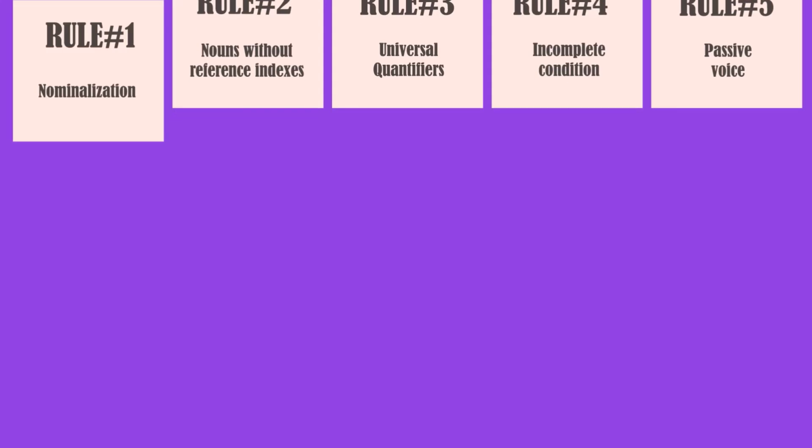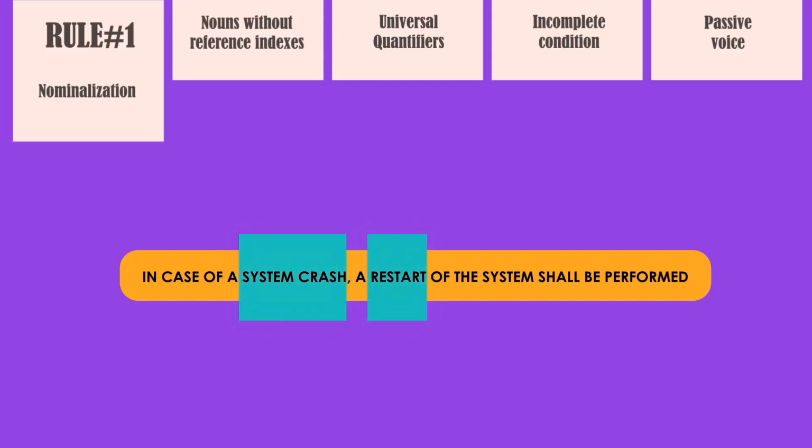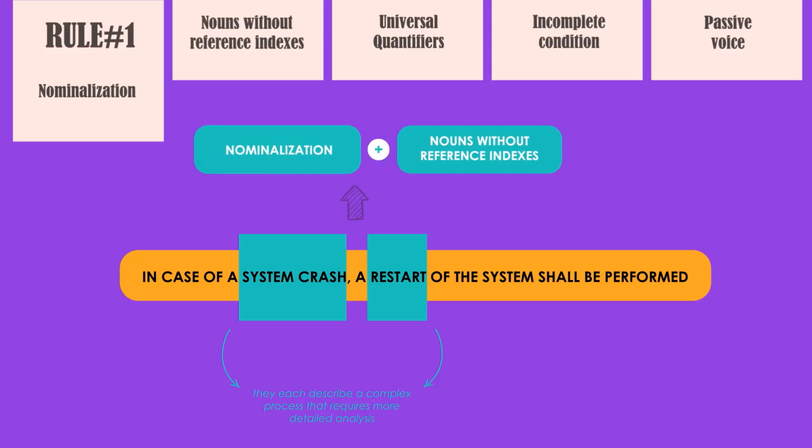First, look at nominalization. In case of a system crash, a restart of the system shall be performed. The terms system crash and restart may seem straightforward, but they each describe a complex process that requires more detailed analysis. This is where the potential pitfalls of nominalization and nouns without reference indexes can lead to ambiguity, underscoring the need for precision in our requirements.